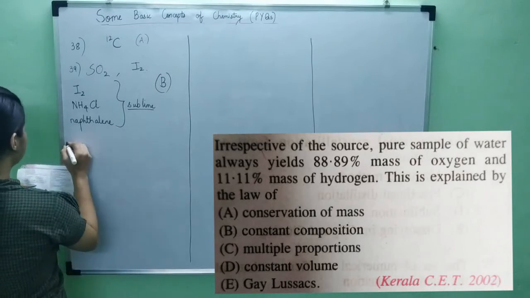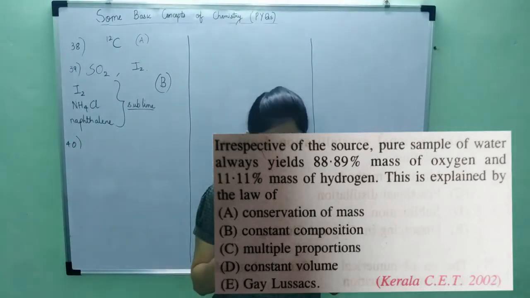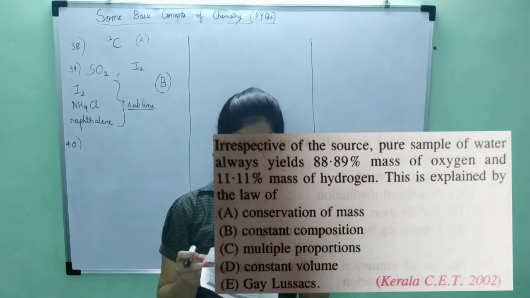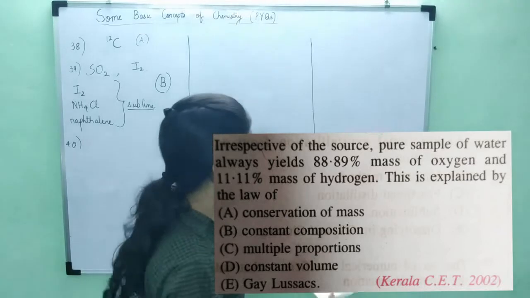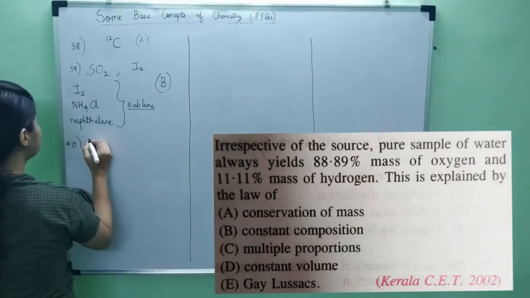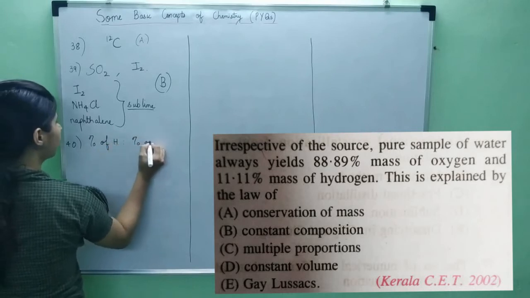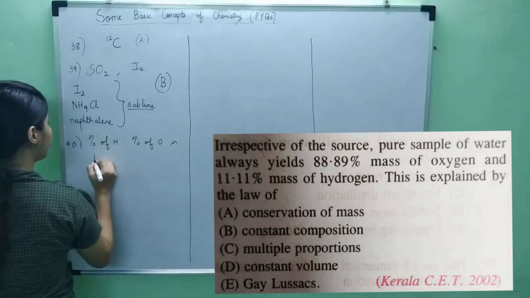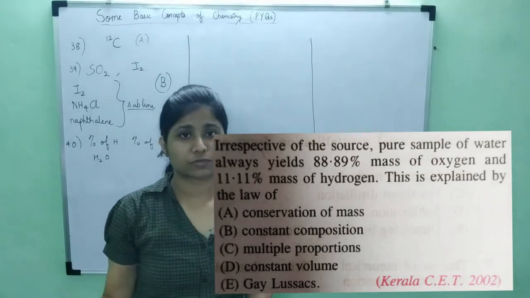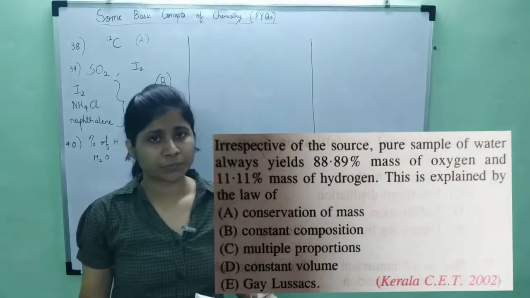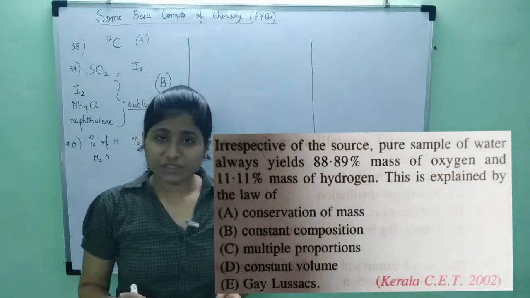Now the question says, irrespective of the source, a pure sample of water always yields 88.9% mass of oxygen and 11.11% mass of hydrogen. This is explained by the law of... So irrespective of the source, the percentage of hydrogen to the percentage of oxygen in water from any source is constant. Take this water from India, take this water from US, from anywhere, the percentage or ratio of hydrogen to oxygen always remains constant. So which law best explains this?